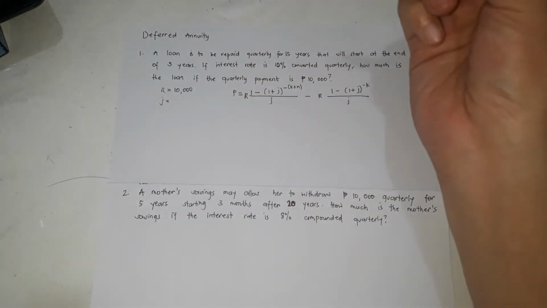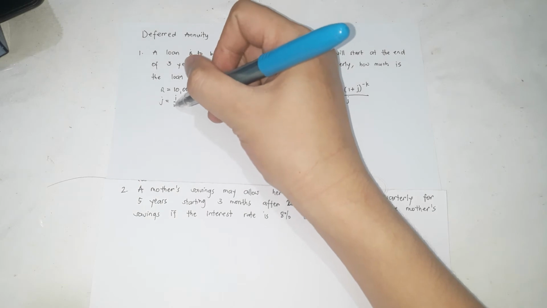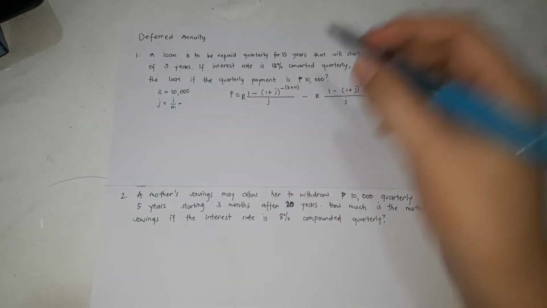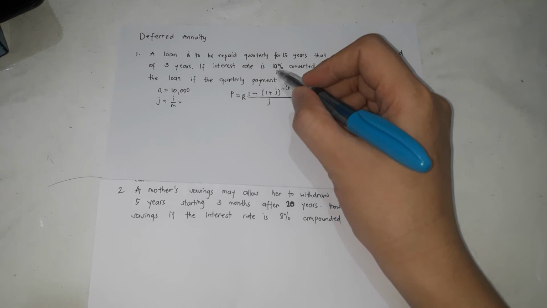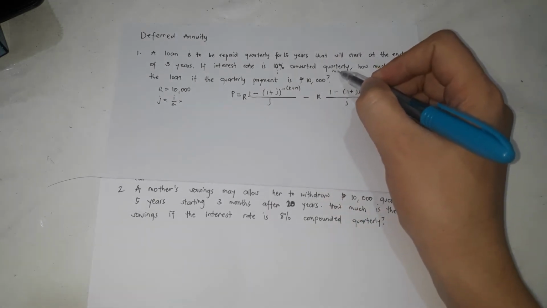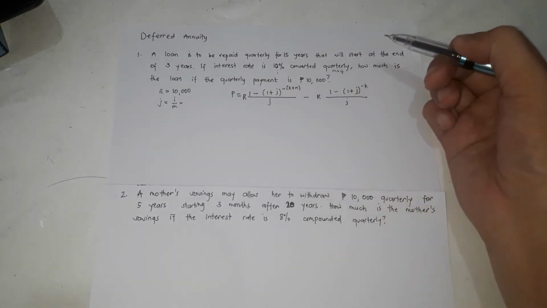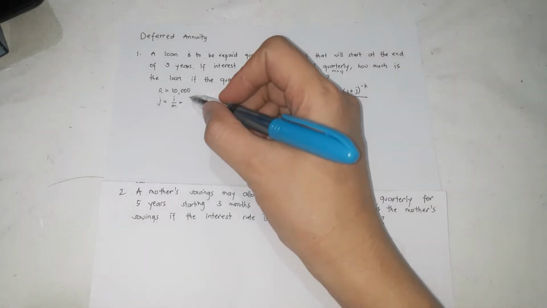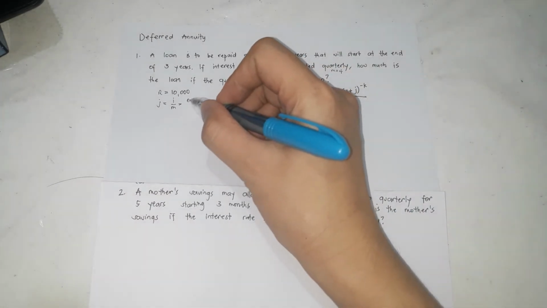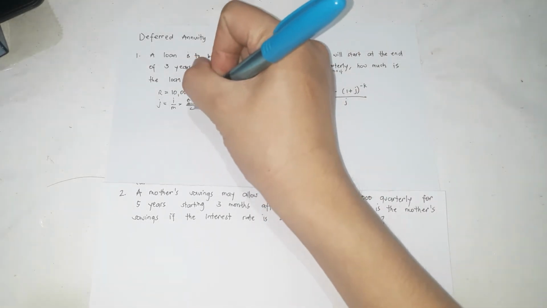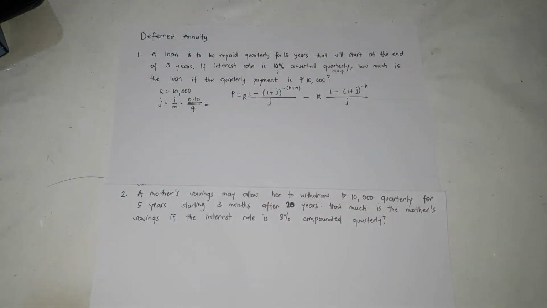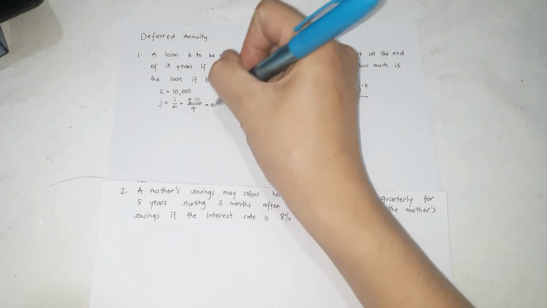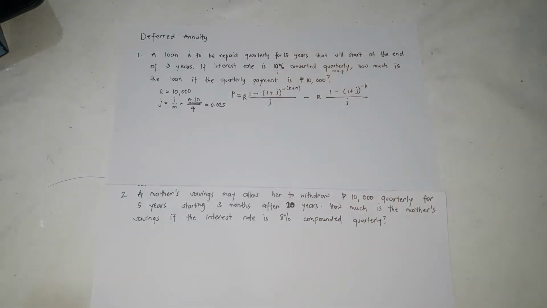J is i over m. What's the interest rate? That's 10%, so this is the i. And quarterly means m is equal to 4 because there are 4 quarters in a year. So that's 0.10 divided by 4, which is 0.025. So that's J.